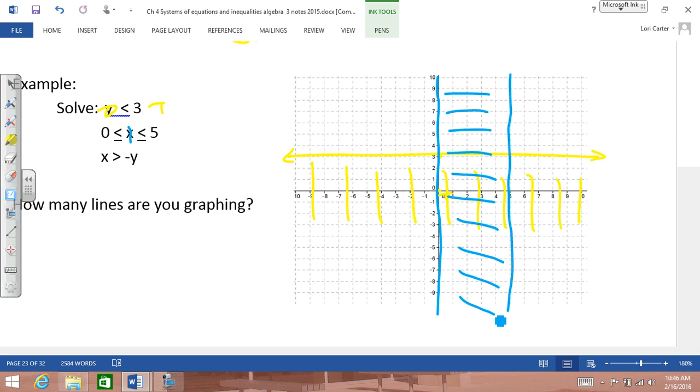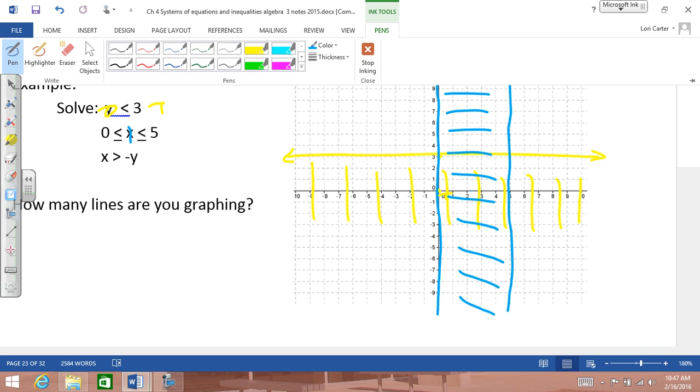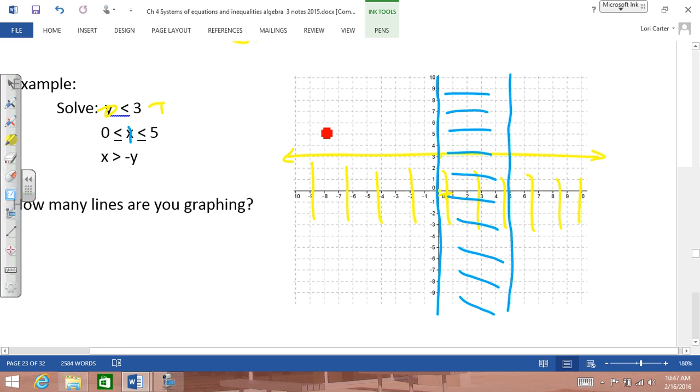Okay, what's wrong with that one? There's no number. Come on, what do you have to do to it? Y is on the wrong side, so let's flip it around. Negative y is less than x. Everybody good to that point? Okay, now what?